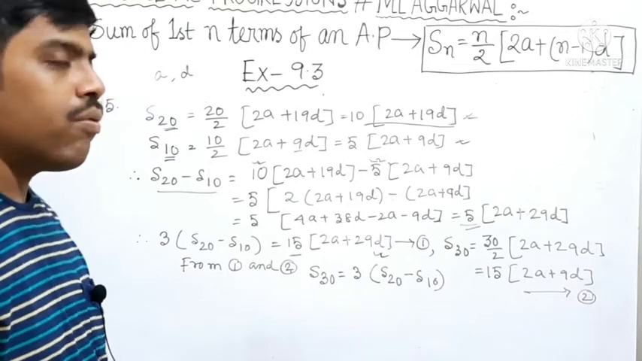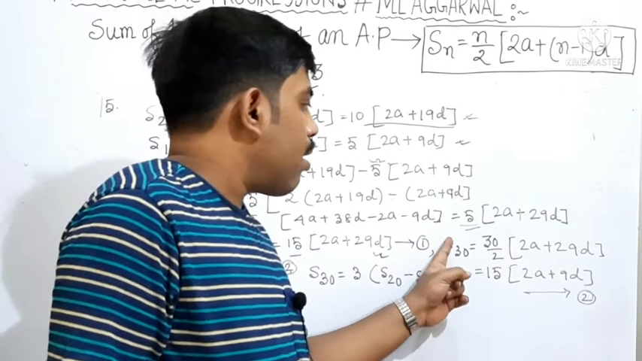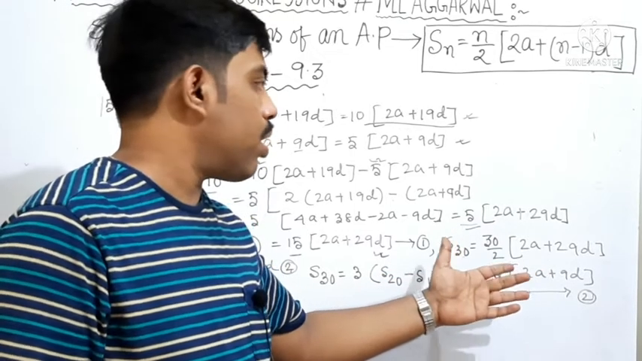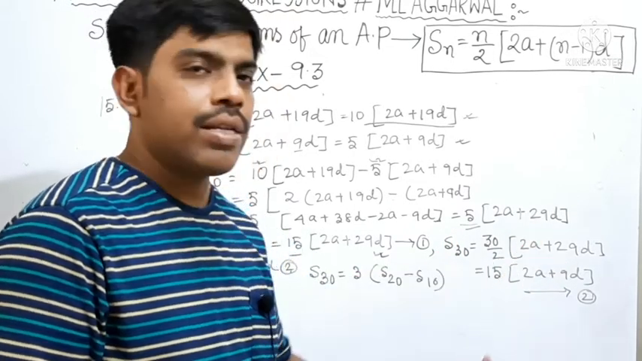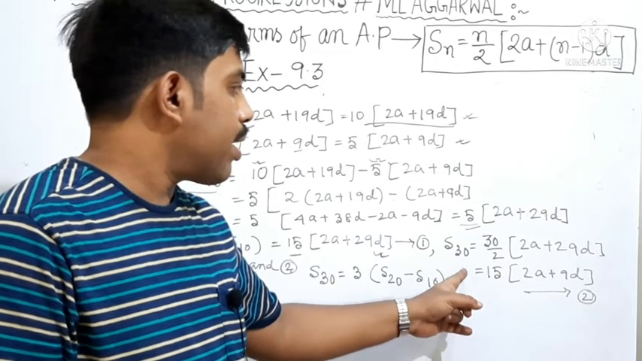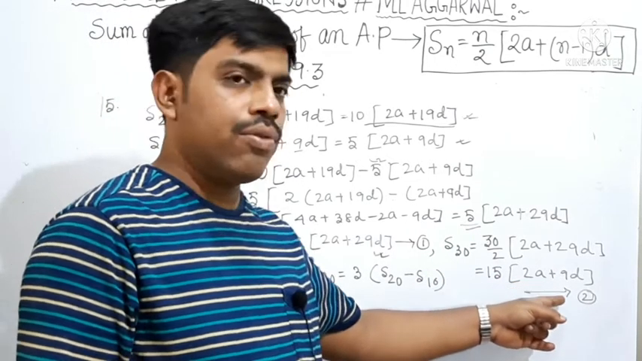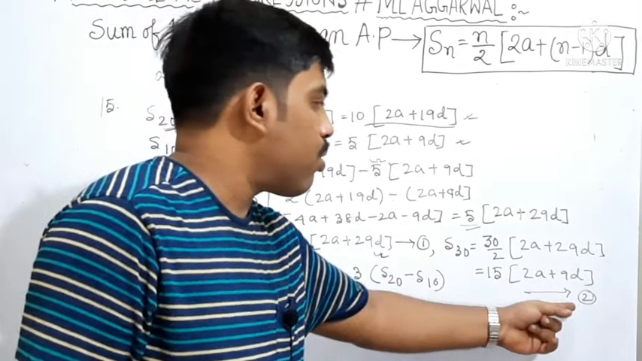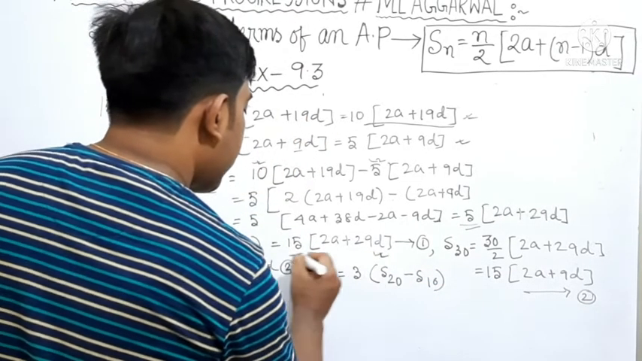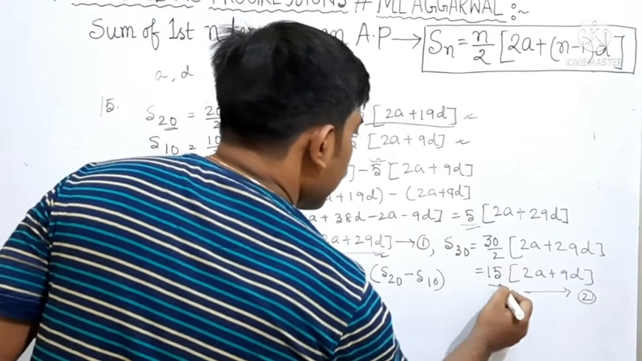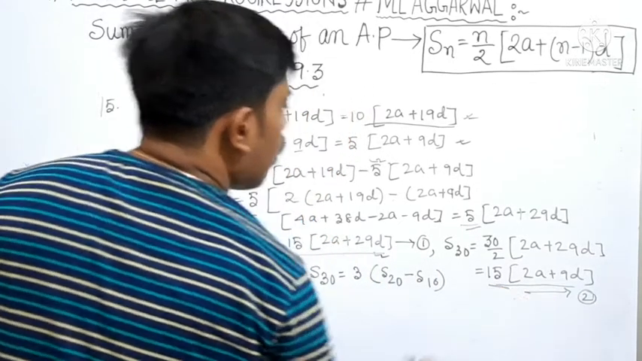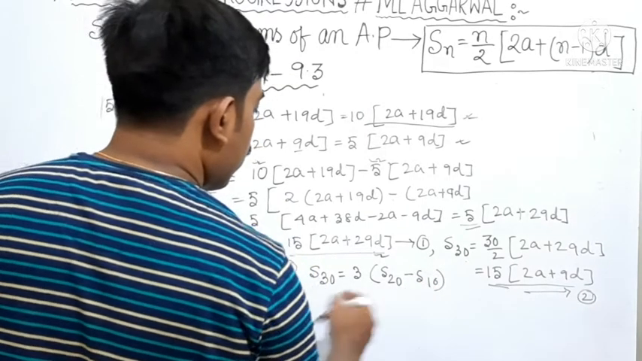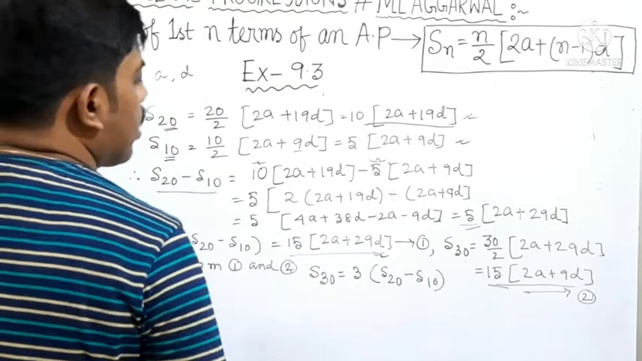Okay. And now I find the value of S30. The value of S30 will be n by 2, just using this formula, n by 2 into twice a plus n minus 1 into d. And from here I get 15 into twice a plus 29d. Now you can see equation number 1 and equation number 2. The right hand side is the same in both equations. So we can write from 1 and 2 that S30 is equal to thrice into S20 minus S10.